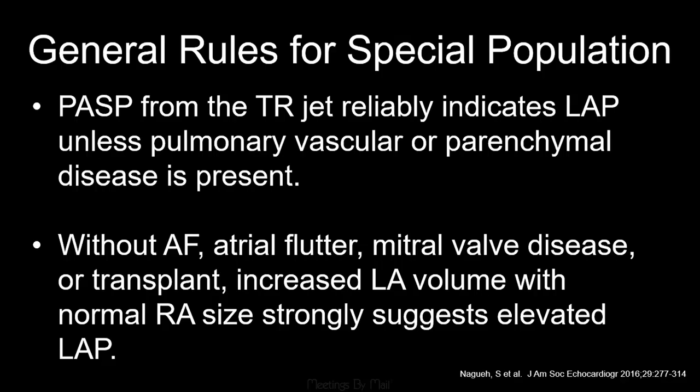There are a couple general rules you can use to look for LV filling pressures when you're looking at special populations. One of them is using your PASP, or your pulmonary artery systolic pressure, from your TR jet. That typically is reliable to indicate increased LA pressures, unless you have a couple issues here with diseases or pulmonary vascular diseases. Also, if you don't have aflutter, you don't have AFib, you don't have mitral valve disease or transplant, you can look at LA volume as well. If you have an increased LAVI, when your RA size is normal, that can help suggest that there is elevated LA pressures as well.